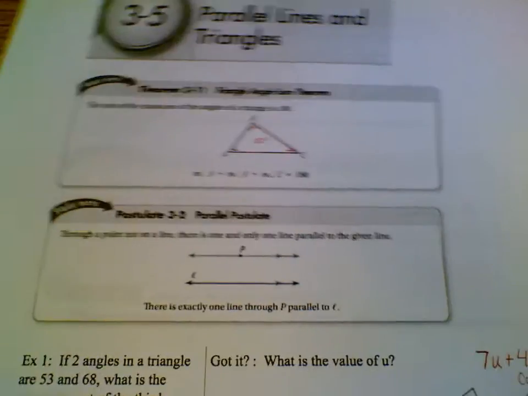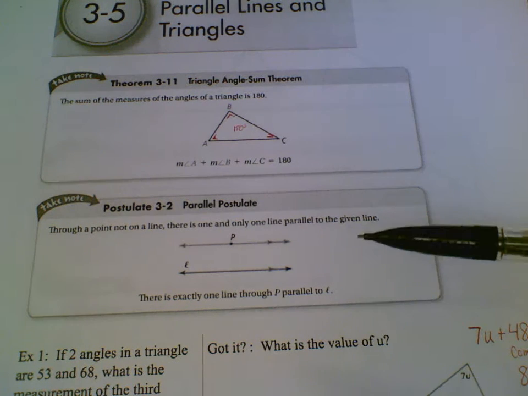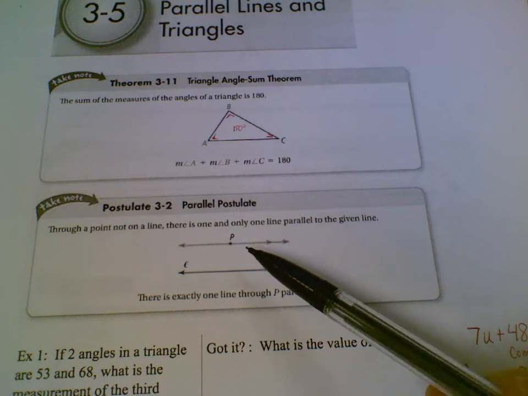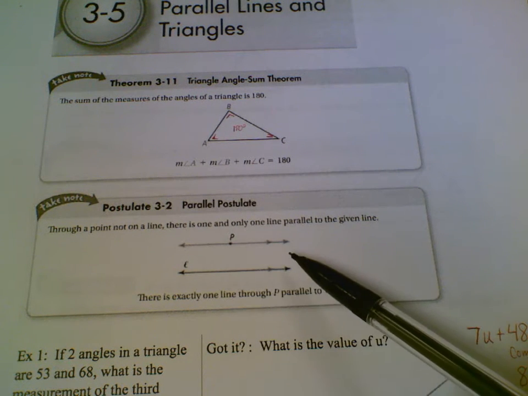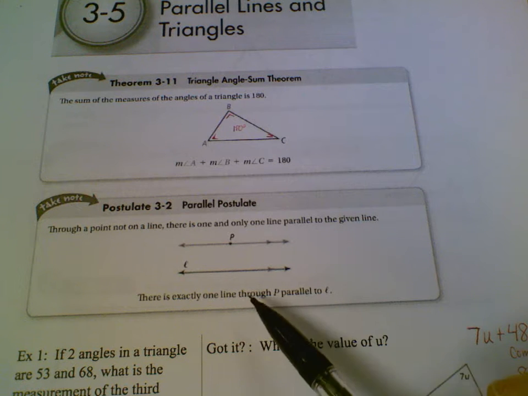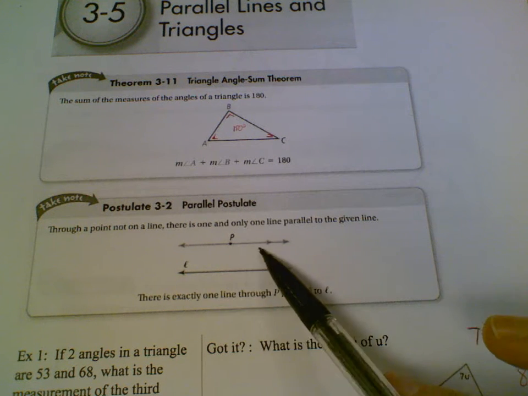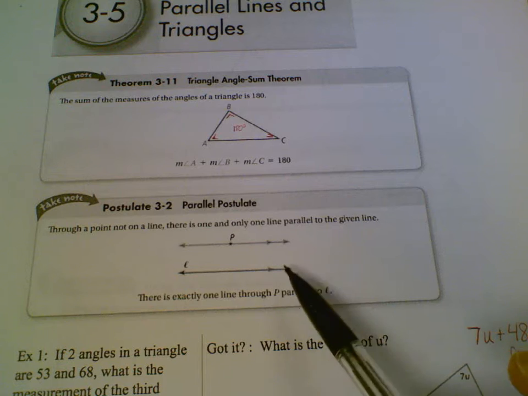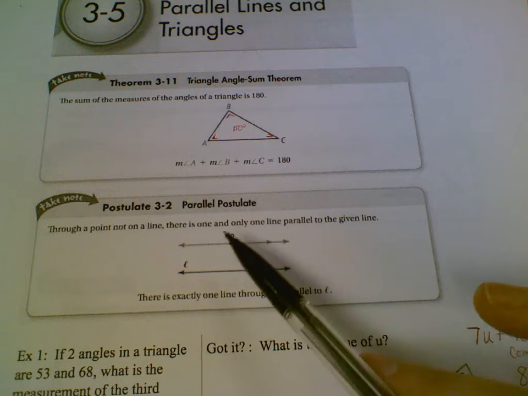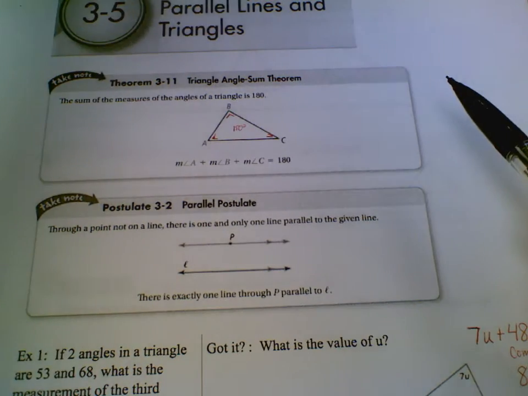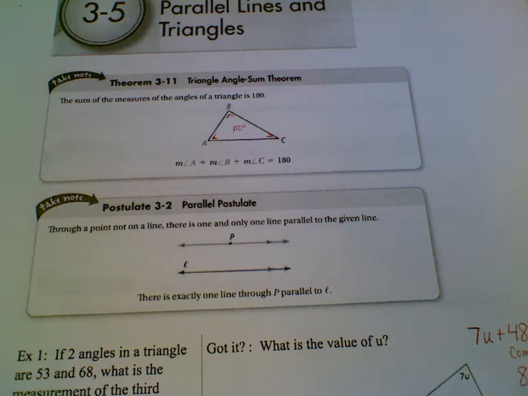The second postulate is, just letting you know, that if I have one point that is not on a line, you can have exactly one line that is parallel to the given line. And we will do more with this in section 3.6 because you will actually make a construction of those two parallel lines. So let's take a look at some examples.